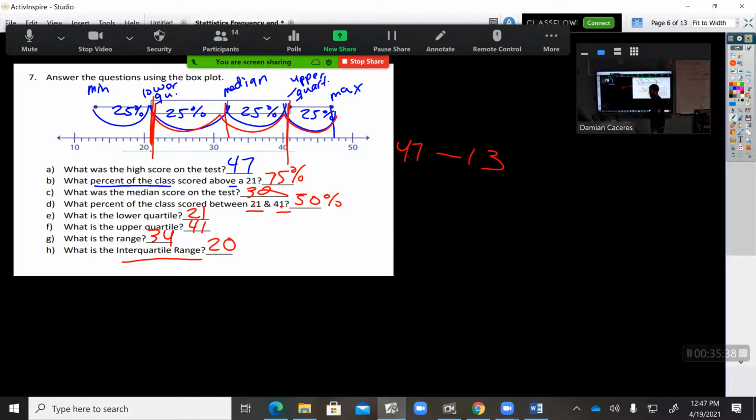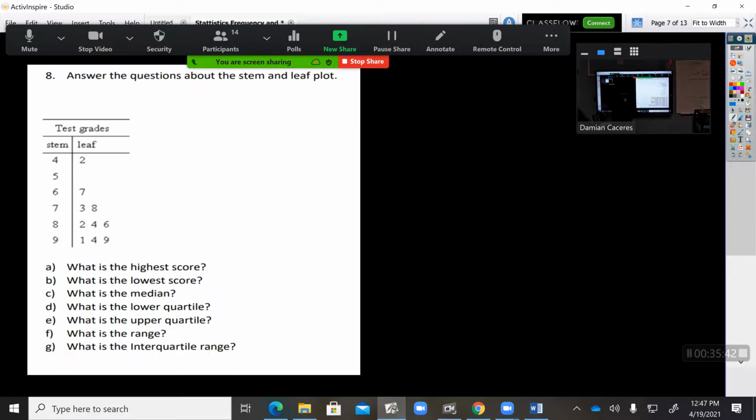Any questions so far? Now we get to relate this with stem and leaf plots. We'll answer all this later, but let me show you how you can grab the stem and leaf plot and make it look just like box plot information.